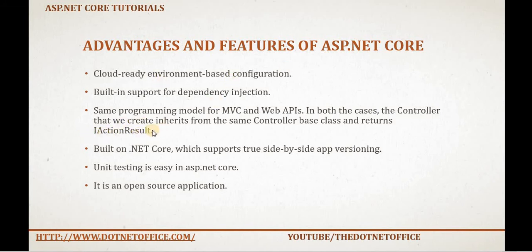And here you can see IActionResult is nothing but an interface. So this is another advantage, that it uses the same programming model. Another is that it is built on .NET Core, which supports true side-by-side app versioning. So that is another advantage, the versioning, and we are using the same programming model, so unit testing is very easy for ASP.NET Core, and it is an open source application. So that is another advantage of ASP.NET Core.